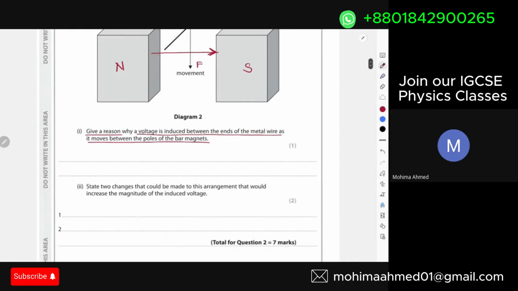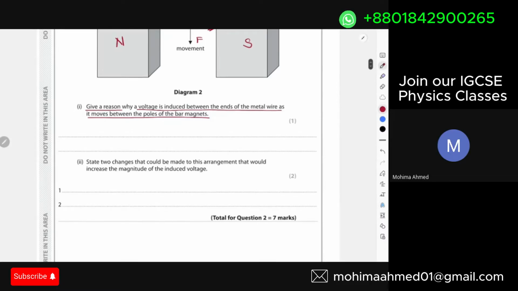Is this clear? Any questions till now? Yes, Amra, you can ask. Miss, could you also say the motion causes a change in the amount of magnetic flux linking with the coil?